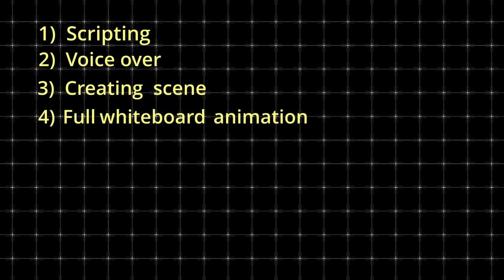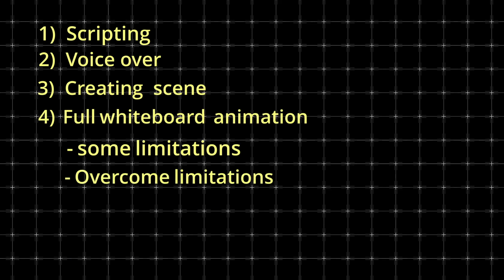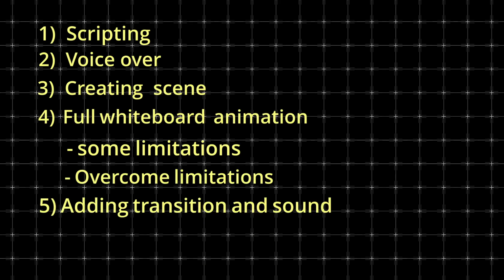So here is what we'll cover in this video. First, we are going to talk about writing our script and creating our voiceover. Then we are going to move to creating our graphics or our scenes. Next, we are going to do the full whiteboard animation in Canva. During this time, I'll be sharing with you some Canva whiteboard animation limitations and also some tips on how to overcome these limitations. Then next, we'll be adding transition and sound effects. And finally, exporting your video as full HD.